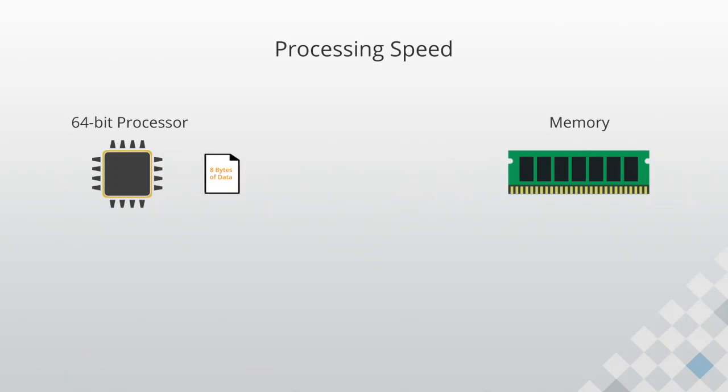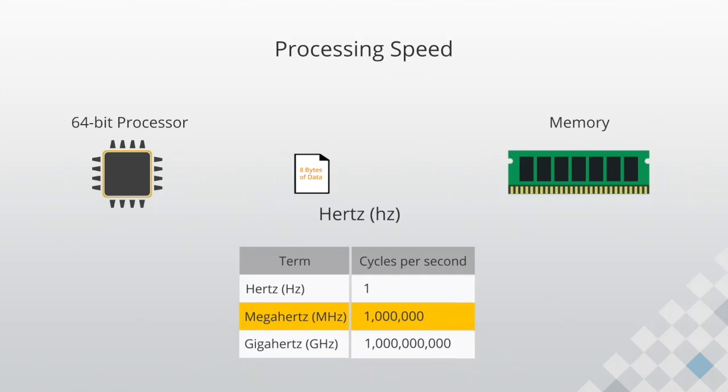Just like with storage and throughput, we use the metric system to describe how fast a processor can execute cycles. The base unit of measure is the hertz. 1 hertz means 1 cycle per second. A 64-bit, 2 gigahertz processor can process 8 bytes of information 2 billion times each second. That's a lot of ones and zeros.